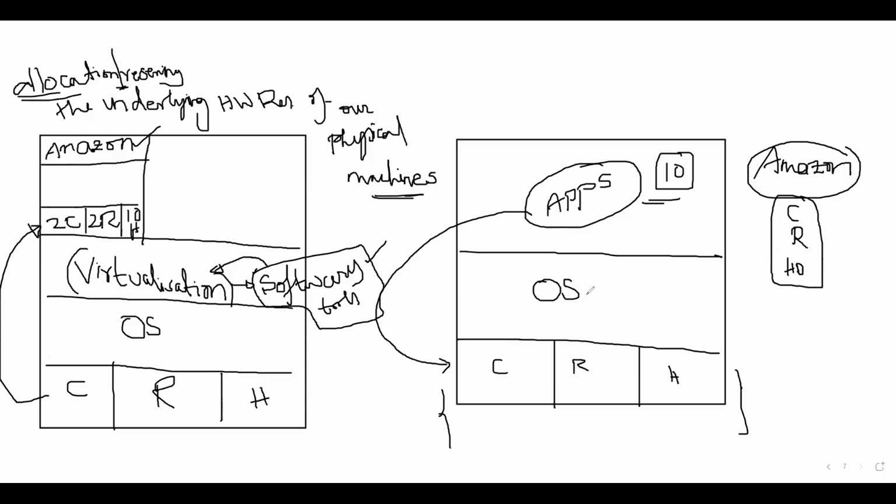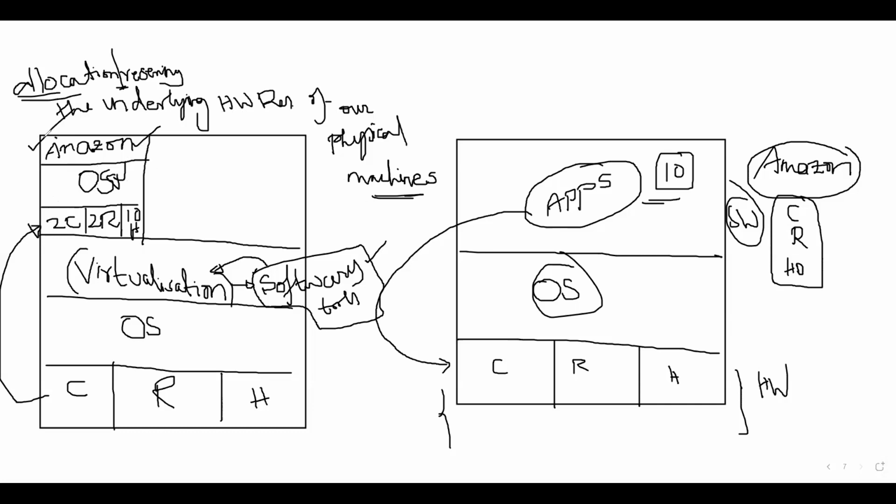And upon the hardware, this is a general combination: the hardware, the operating system, and the software. To run the software, I am allocating my underlying hardware, and I'm also installing one unique, independent operating system. So this operating system entirely belongs to the Amazon application and works completely for it separately, with its own independent resources. It means we are allocating and reserving the underlying hardware resources of our physical machine.